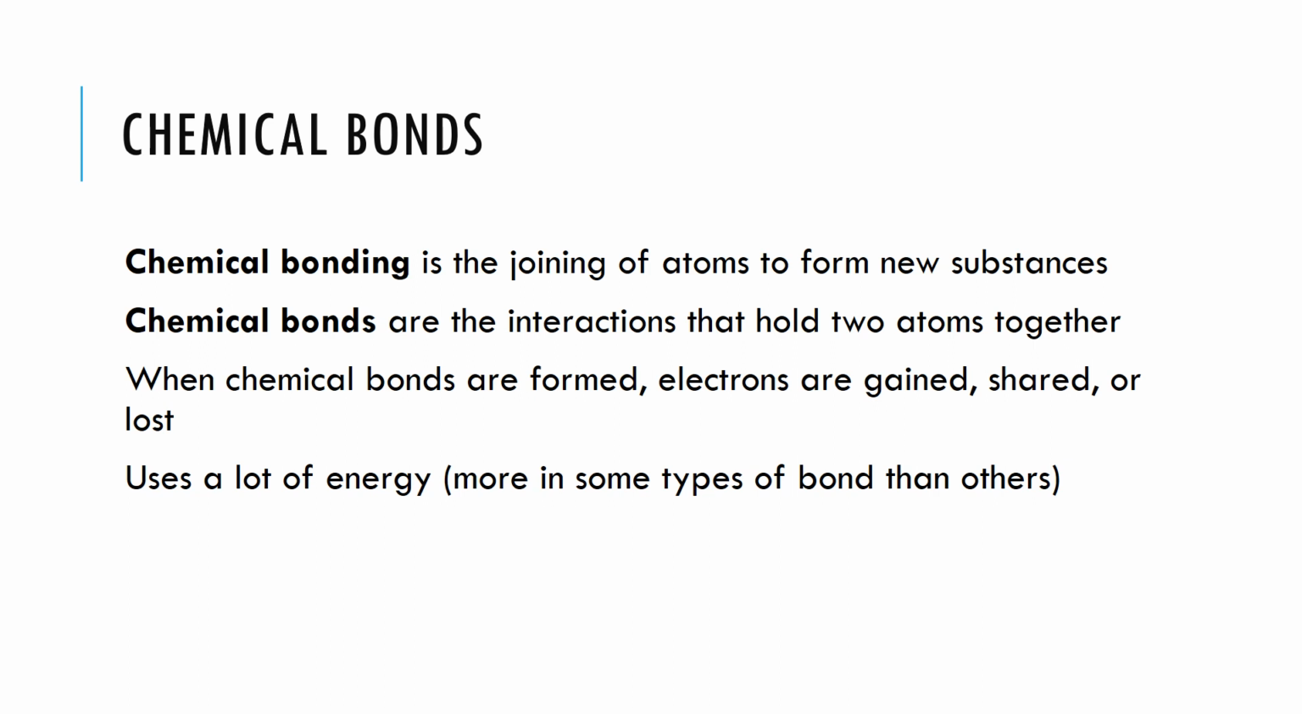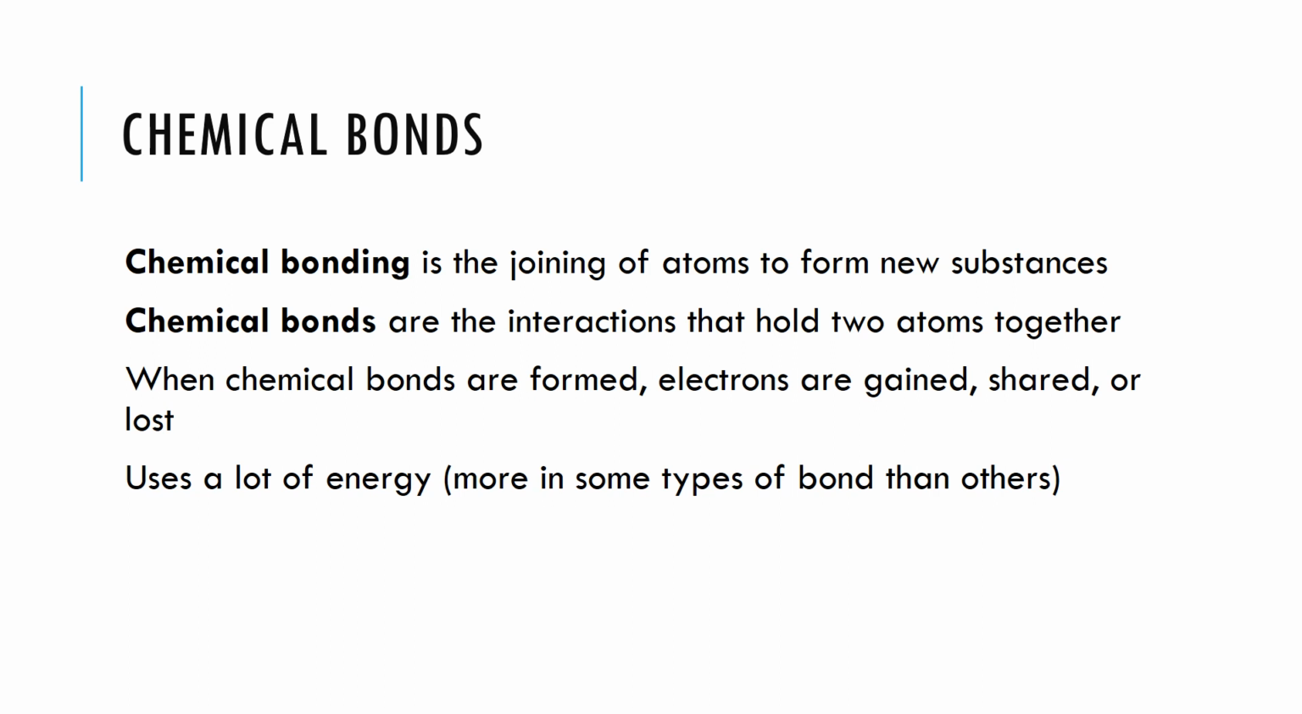When we have a chemical bond, the electrons are what makes that happen. We know that our protons and our neutrons are in our nucleus. The electrons are on the outside, and they are what cause the bond to occur. They will either be given away, taken from another atom, or shared. That's going to determine what kind of bond we have.